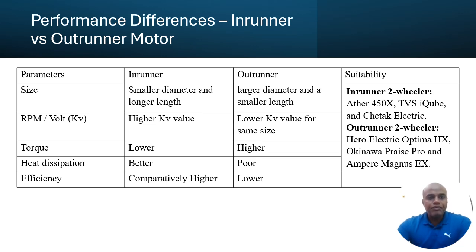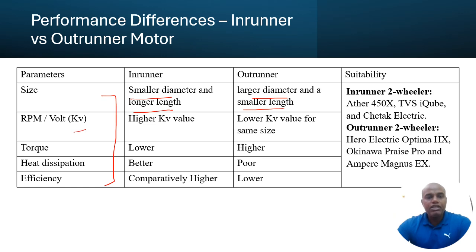I have compared the in-runner and outrunner motor based on five parameters. First of all, the size. The in-runner motor, where the rotor is placed inside my stator winding, has a smaller diameter and a longer length. Whereas the outrunner motor, where the rotor surrounds my stator winding, obviously has a large diameter. However, it has a smaller length as compared to the in-runner BLDC motor.